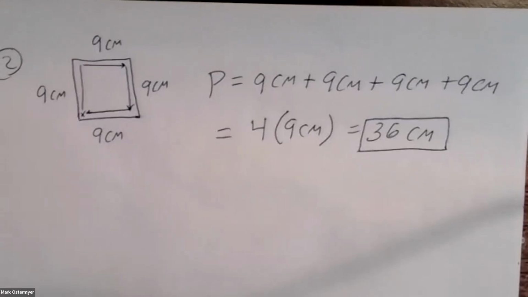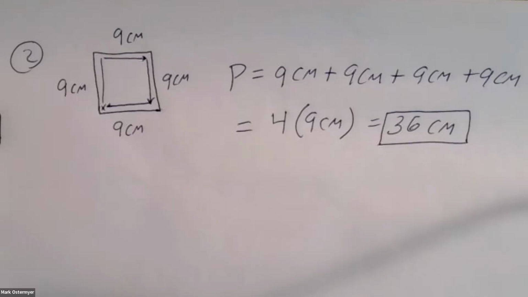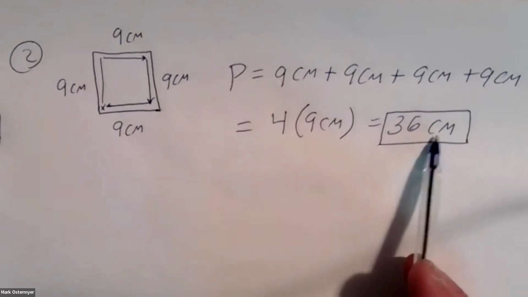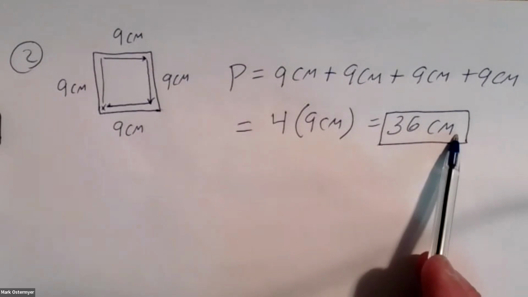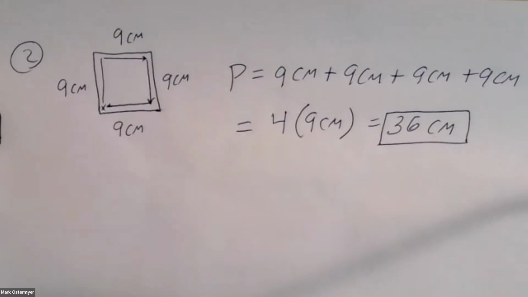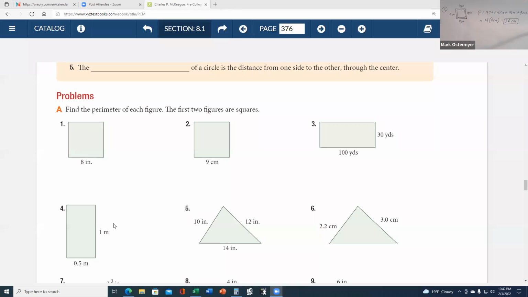All right. Let's try another one now. Notice perimeter units are linear units: centimeters, or inches, or meters, or kilometers, or miles, or yards. Okay, just linear units.